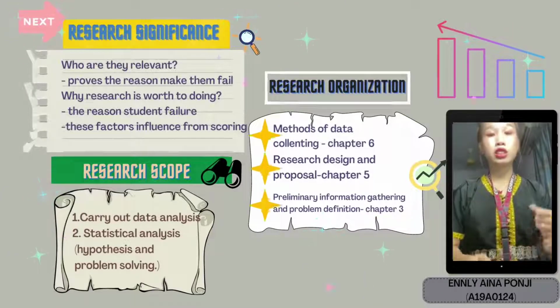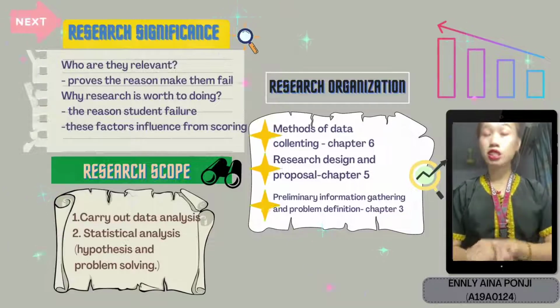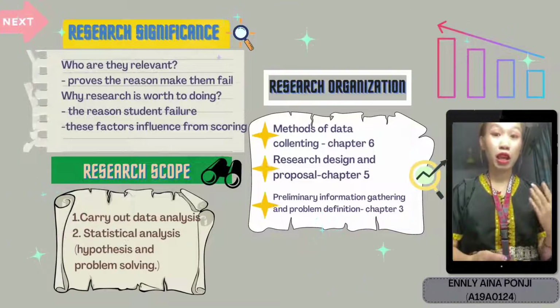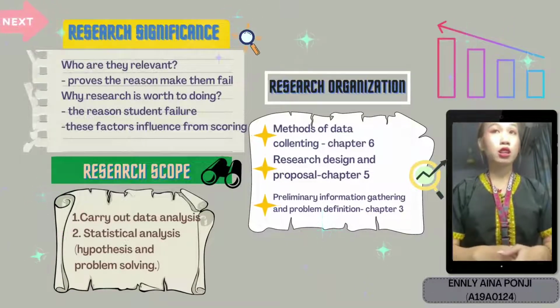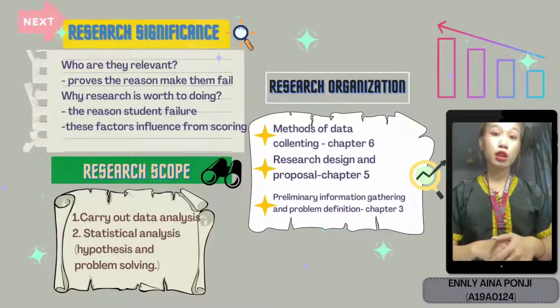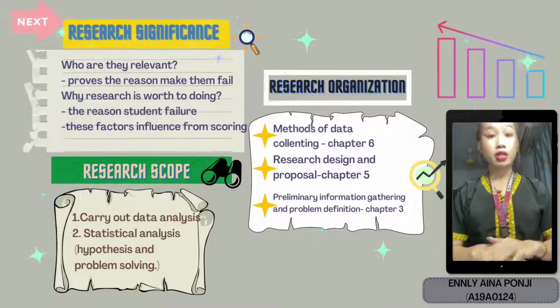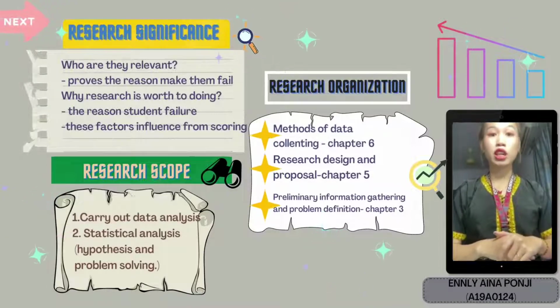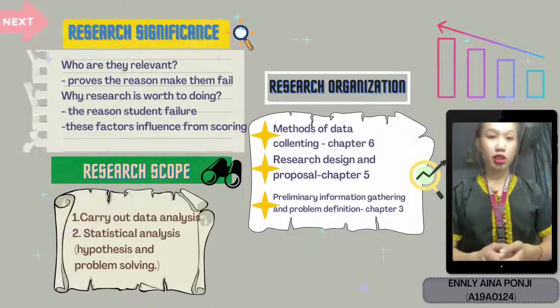And the last, research organization. In this chapter, we include in our project what helps us to cover the scope of study, method of data collecting in chapter 6, research design and proposal writing in chapter 5, and preliminary information gathering and problem definitions in chapter 3. That's all for me.